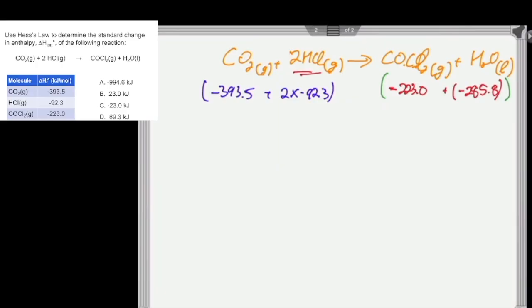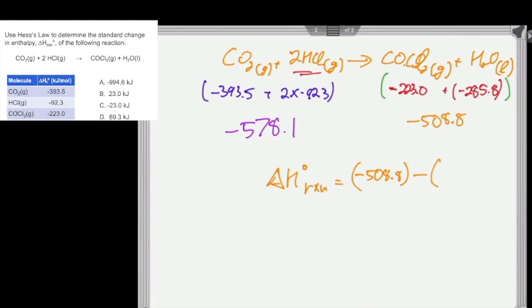So putting this together, starting materials works out to about minus 578.1. Products works out to minus 508.8. So the overall delta H naught for this reaction is equal to minus 508.8 subtract minus 578.1. I get 69.3. What are the units that are associated with this value?